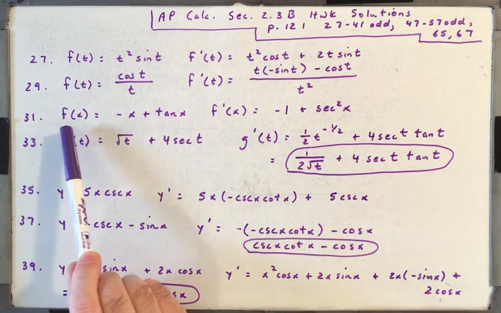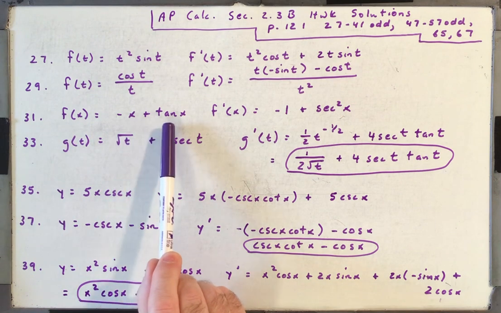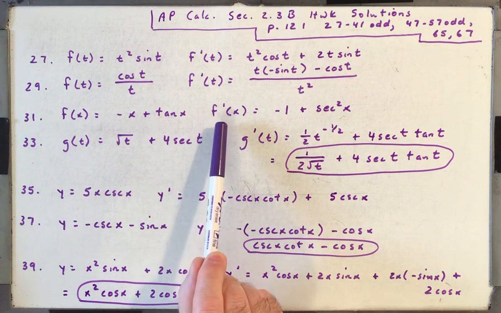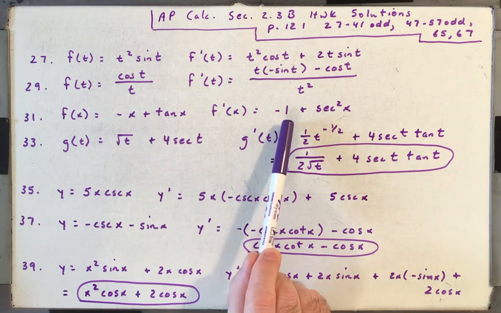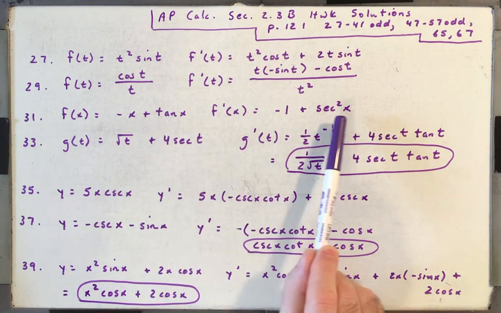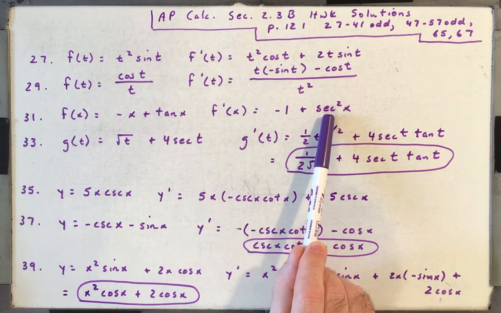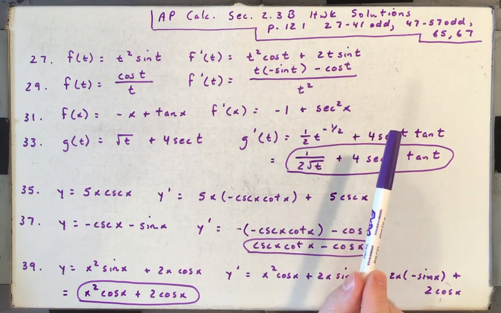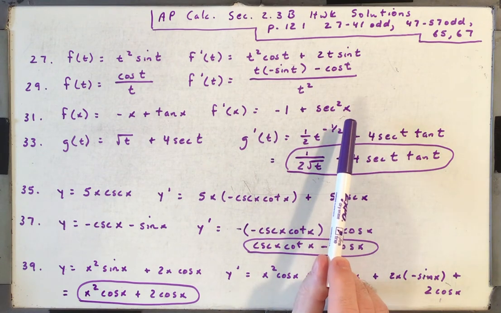Okay, 31, we have f of x is negative x plus tangent x. So f prime of x, the derivative of negative x is negative 1. Derivative of tangent is secant squared. It should be negative 1 plus secant squared x.